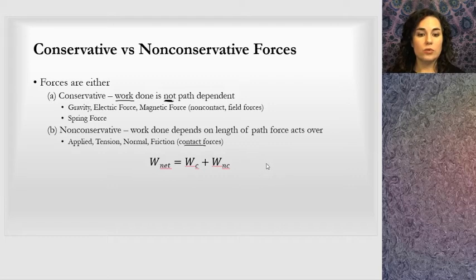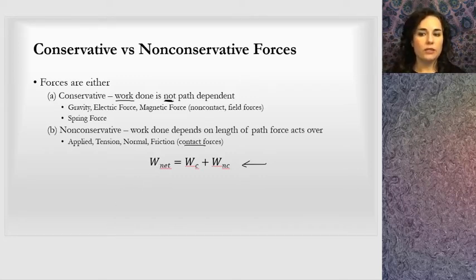And what we can do is conceptualize, instead of having just a single net work term, we can divide it up into work done by conservative forces and work done by non-conservative forces. Keep this principle in mind as we move to the next lesson.